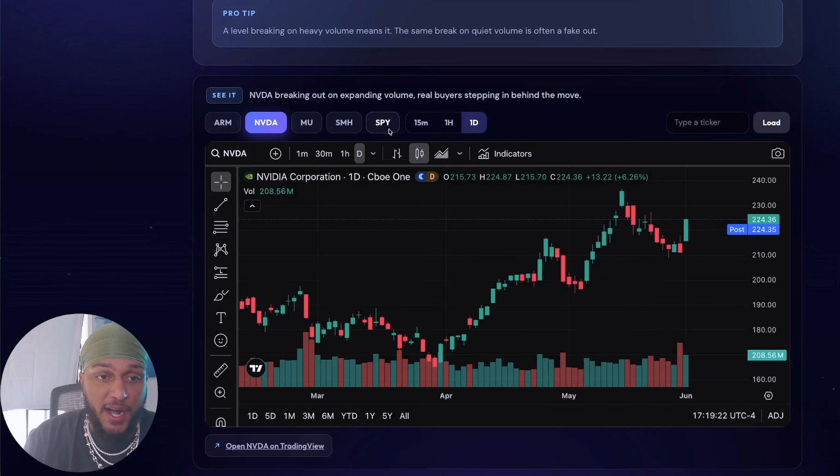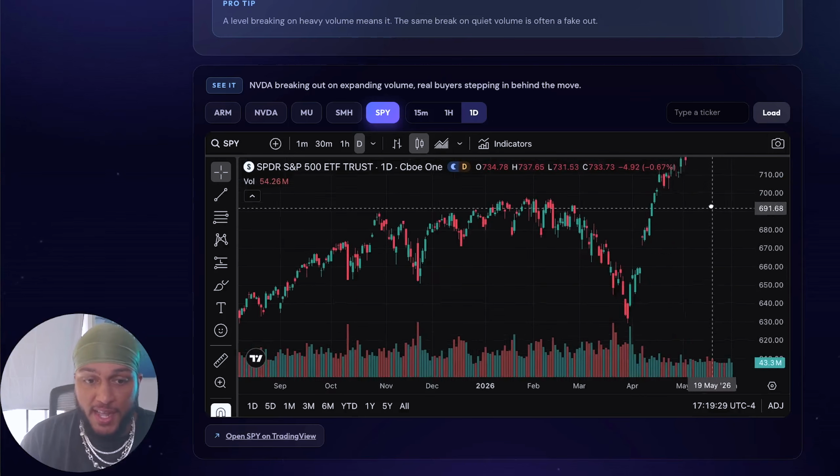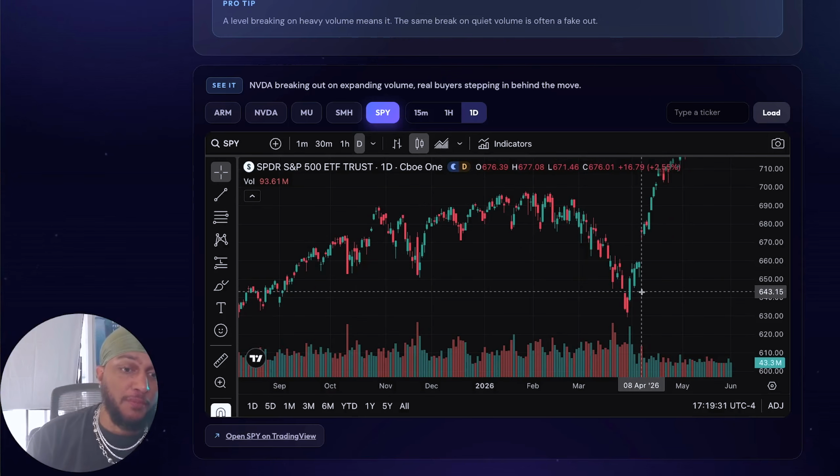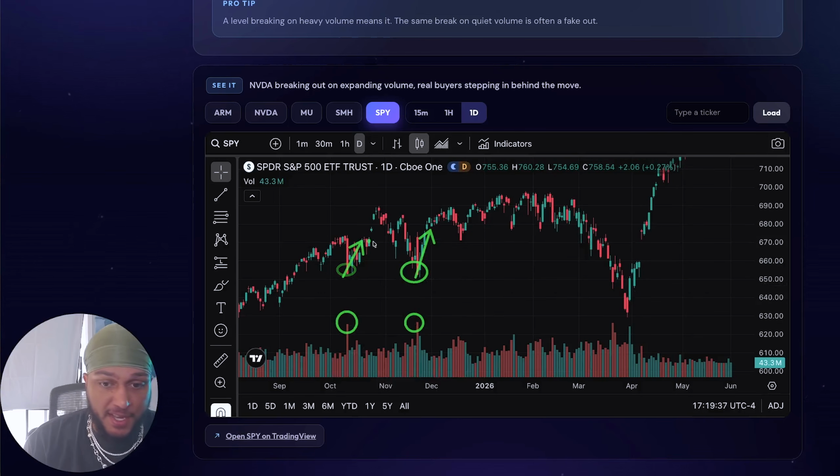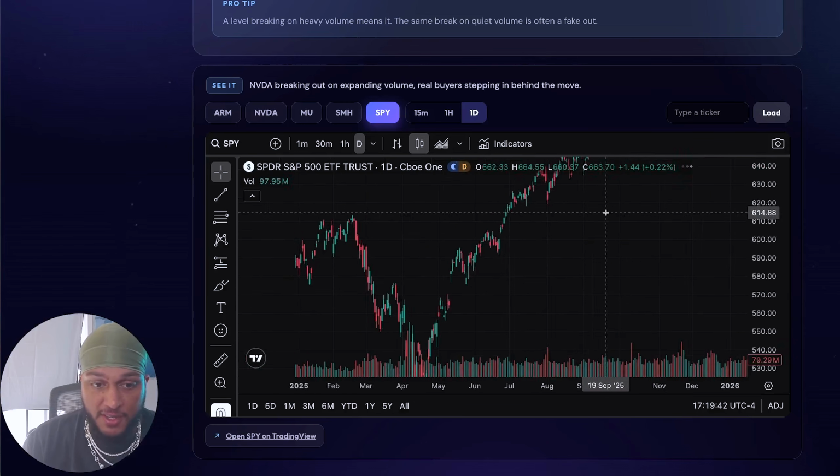So again, let's look at SPY here on the daily time frame. This is a great example of climax volume or stopping volume. Look where the most volume always comes in on SPY. It's these big red candles down here, and that typically marks the bottom before the push back to the upside. Same thing: look at the most volume that came in right here. Push back to the upside.